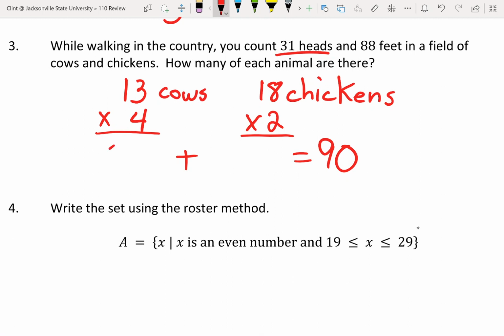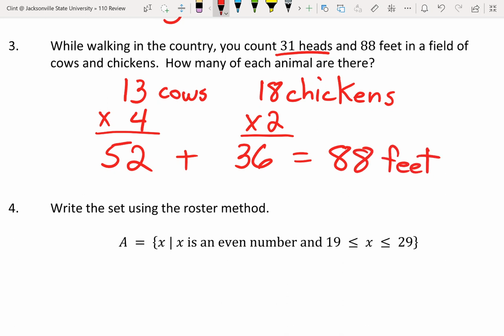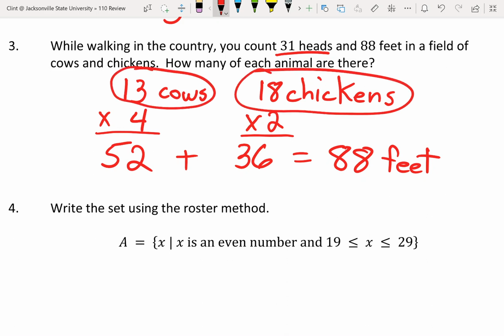So let's see, that's 52 cow feet and 36 chicken feet. Then we end up with 88 feet. Okay. So we've got 13 cows, 18 chickens, just trial and error. That didn't take too long. What, we had to make 3 guesses?